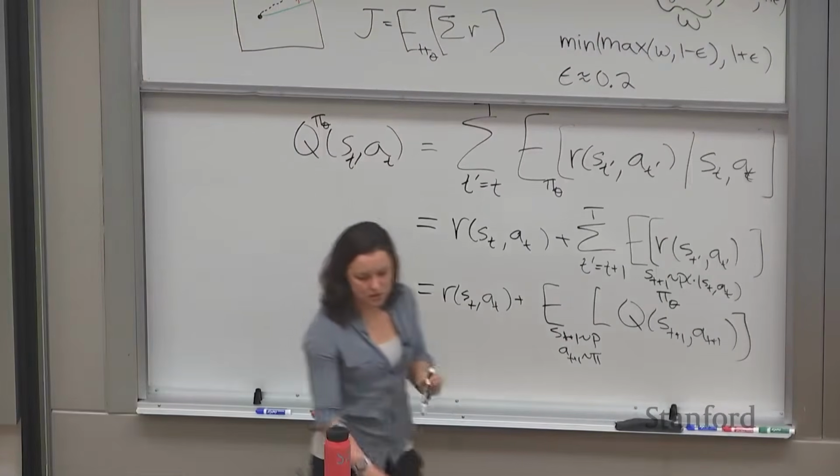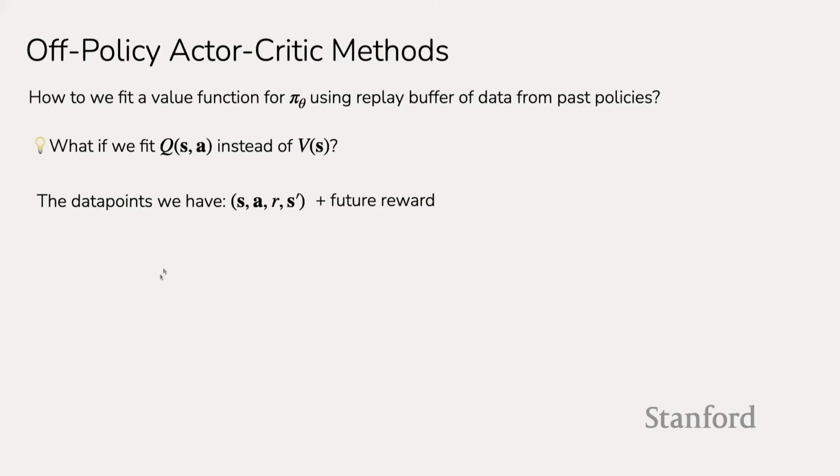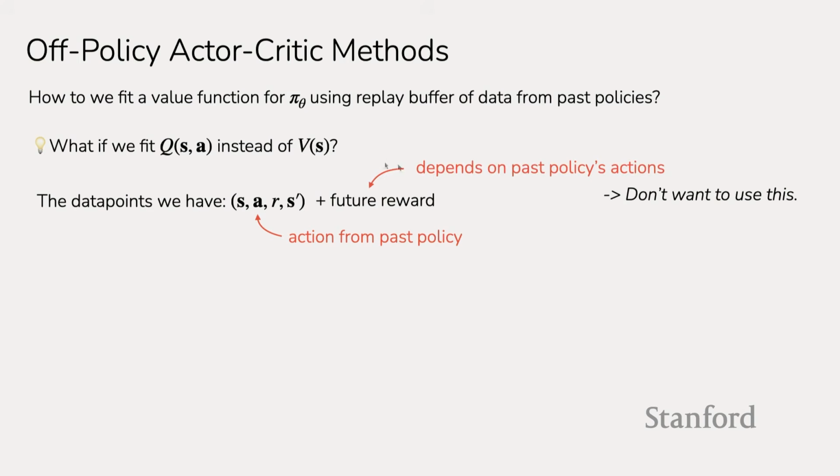And so if we walk through that on the slides again, we have data points that are state, action, reward, next state. This is sampled from some other policy. And we also have the future reward. This is a trajectory collected from an old policy. This action was taken from the past policy, and this future reward depends on the past policy's actions. We don't want to use the future reward part because this is going to depend on the past policy actions in a pretty complicated way.